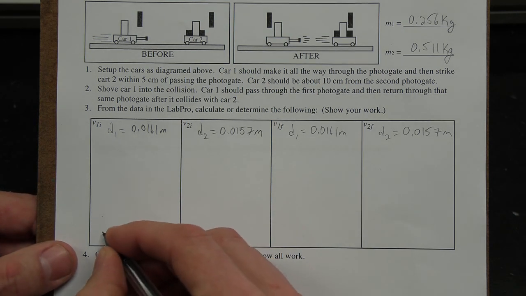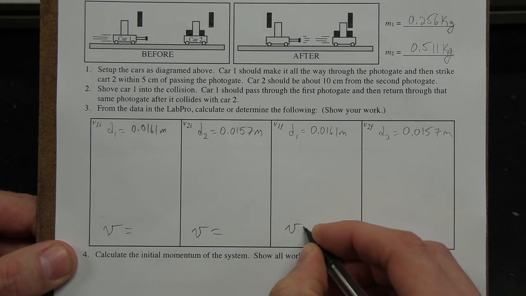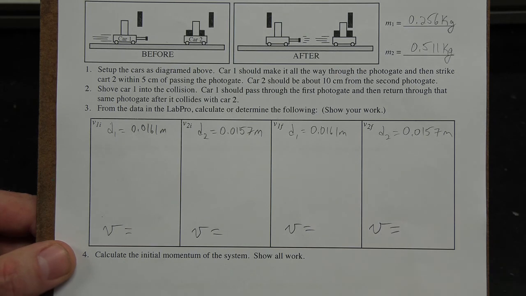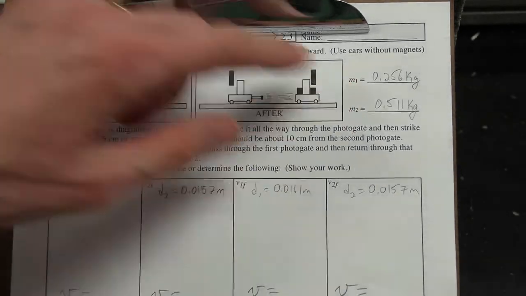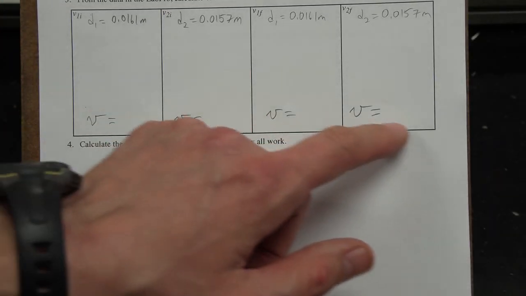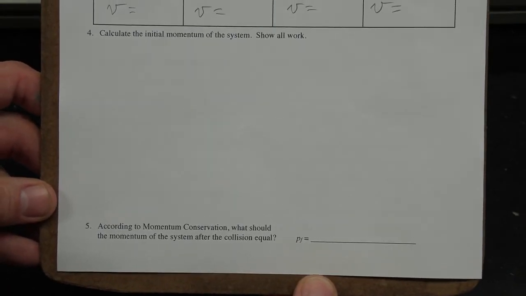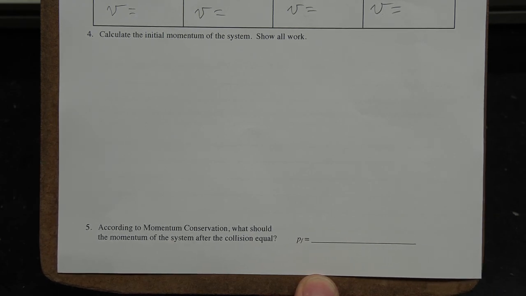at this point, you should have velocities filled in for all 4 boxes. The next thing you have to do is, in this space provided, calculate the initial momentum of the system. So you have the 2 masses. Those were given. You just calculated the 4 velocities. Using one or more of these, calculate the momentum of the system before the impact. So I'll create a pause to allow you to do that.